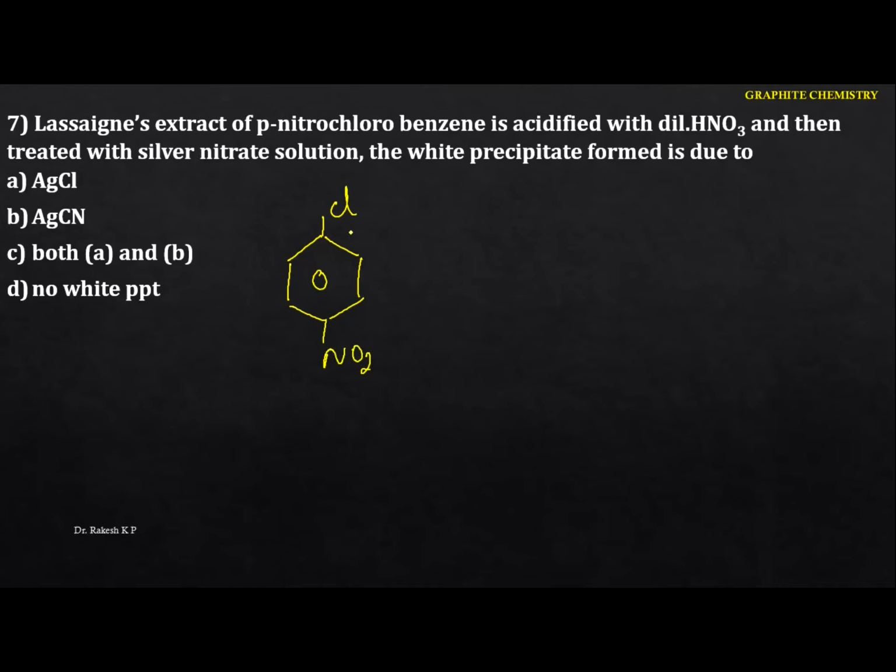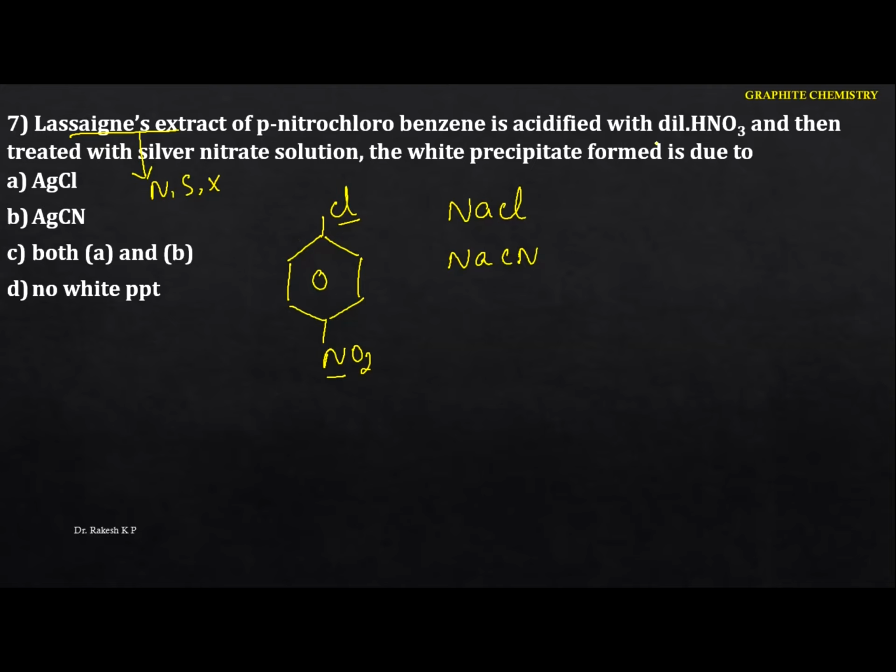Just identify this organic compound contains chlorine as well as oxygen. But particularly, this test is used to detect nitrogen, sulfur and halogen present in the organic compound. Here we have chlorine as well as nitrogen. During the sodium fusion extraction, if chlorine is present in the organic compound, it changes to sodium chloride. If nitrogen is present, we are going to get sodium cyanide.